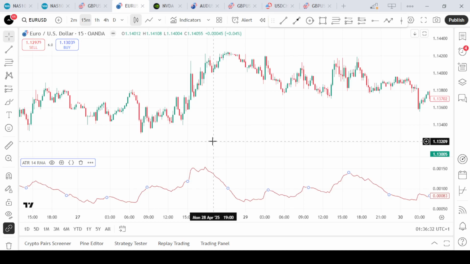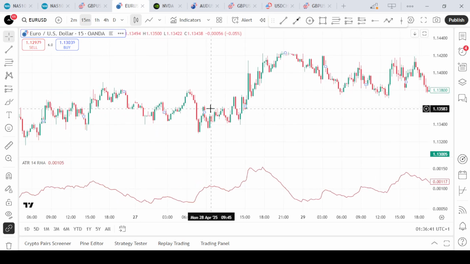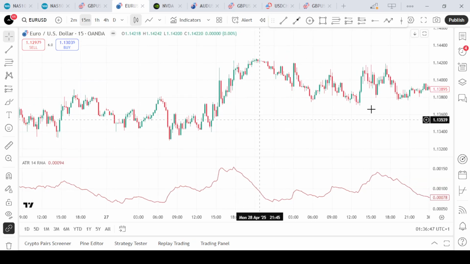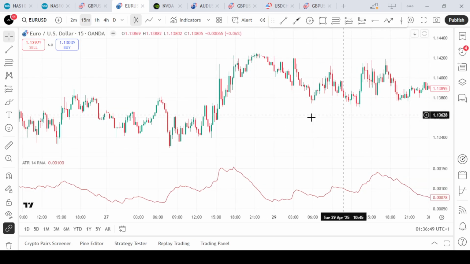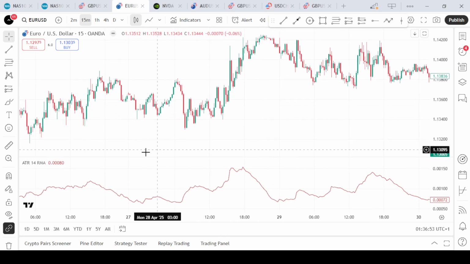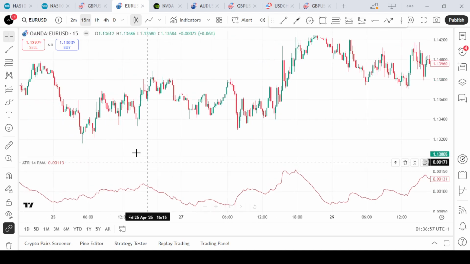Remember, a higher ATR value usually indicates increased market volatility and large price movement, while a low value suggests there is a decrease in volatility and small price movement. This information is crucial for day traders who need to adjust their strategies based on the current market condition.